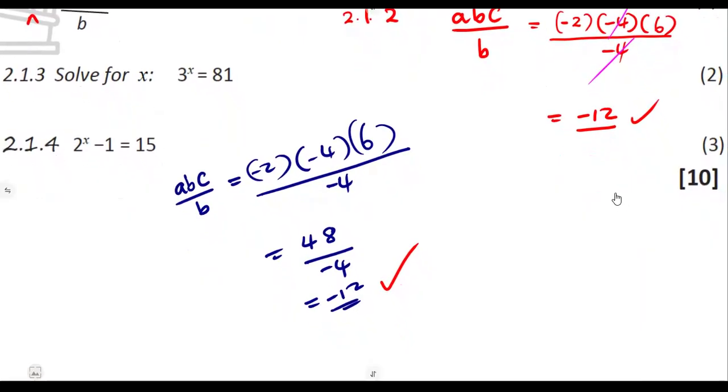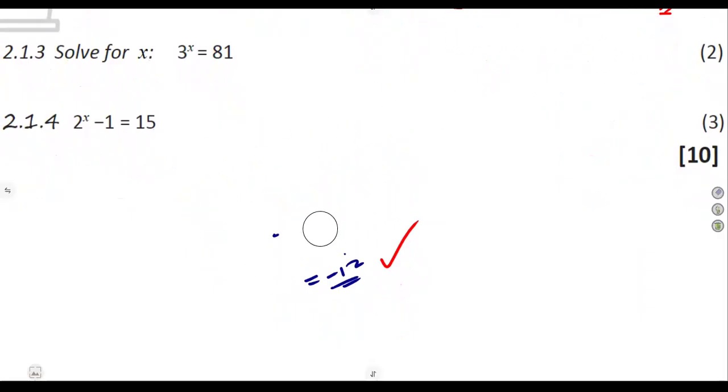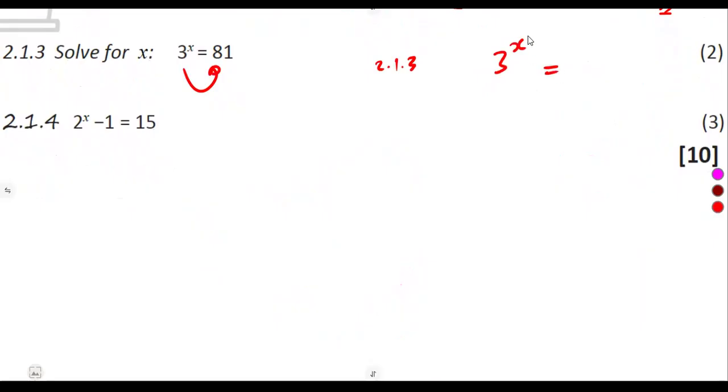All right, on another question, 2.13, we are asked to solve for x. Back to the condition of our exponents. When the bases are the same, we do understand that the exponents must be the same. So 3 to the exponent of x, this 81 can be written in the base of 3. That's 3 to the exponent of 4.